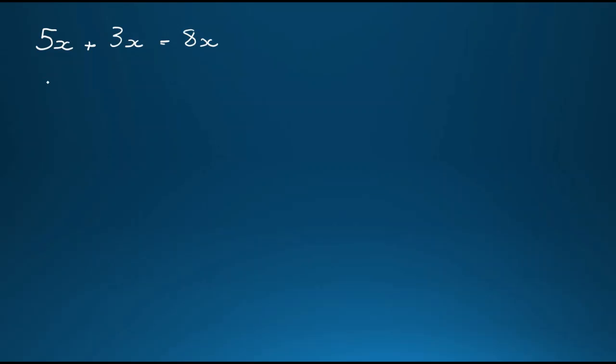If I had 3 lots of A and I added 4 lots of A and then I took away 2 lots of A, check that they're all like terms. So I've got 3 plus 4 minus 2 lots of A. So 3 plus 4 is 7 minus 2, leaves me with 5 lots of A.